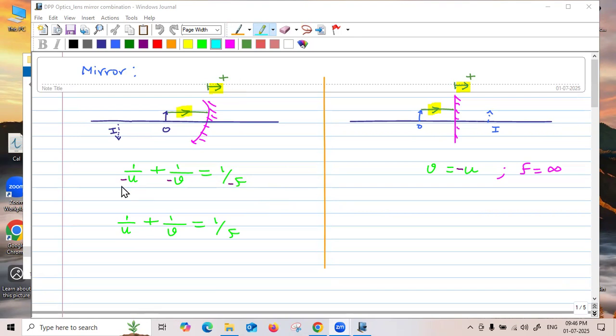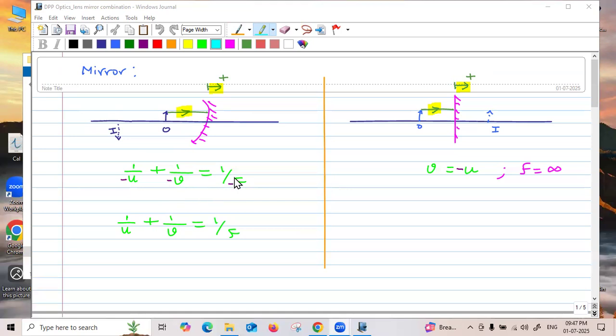So the mirror formula is 1/u plus 1/v equal to 1/f. I'll fix the sign in the next step. u is negative because it's on the left side. v is also negative usually. And focal length is negative because to get the focal length, we have to send a parallel beam of light and it converges here at the focal point. So the focus is on the left side, so focal length is negative. So all are negative usually.